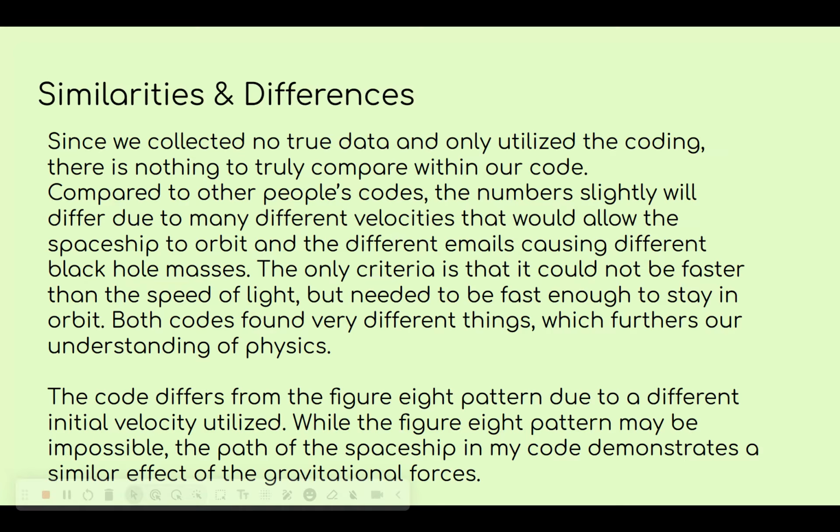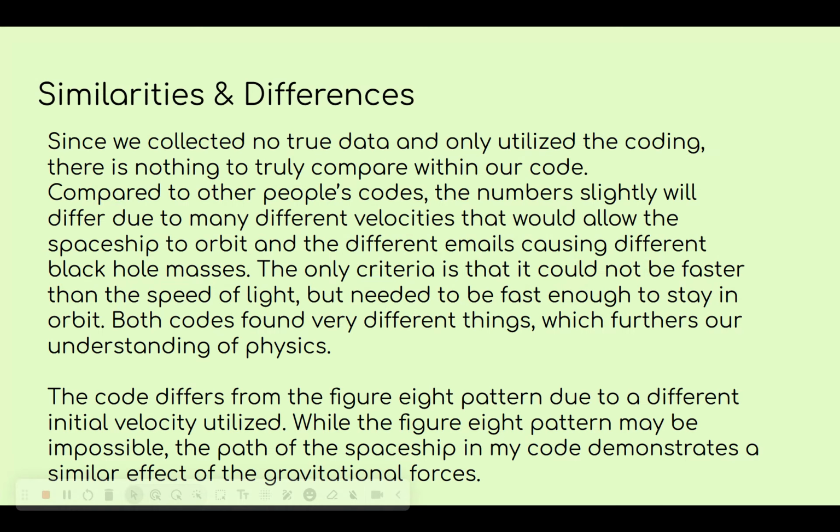Some similarities and differences. Since we collected no true data and only utilized the coding, there is nothing to truly compare within our code. Compared to the other people's codes, the numbers will slightly differ due to the many different velocities that will allow the spaceship to orbit, and the different emails in the first part would cause different black hole masses. The only criterion is that it could not be faster than the speed of light, but it needs to be fast enough to stay in orbit.